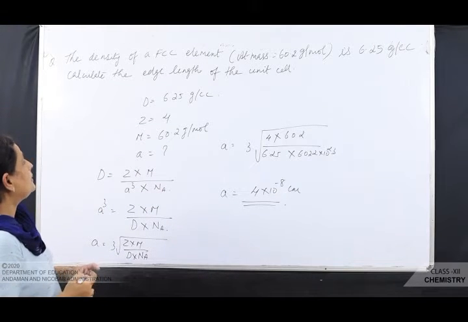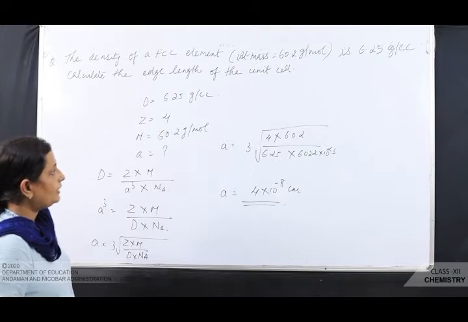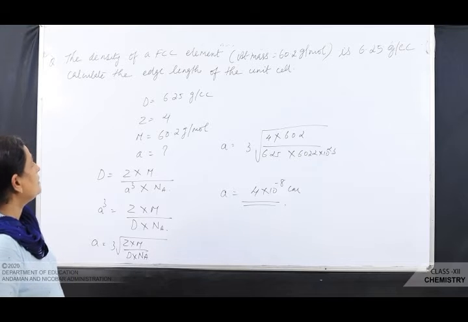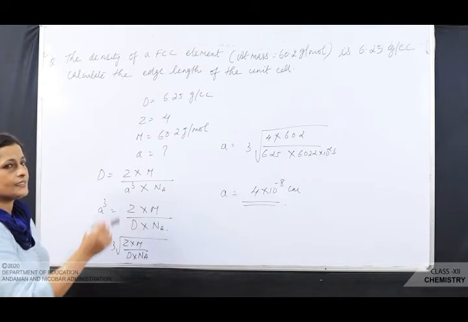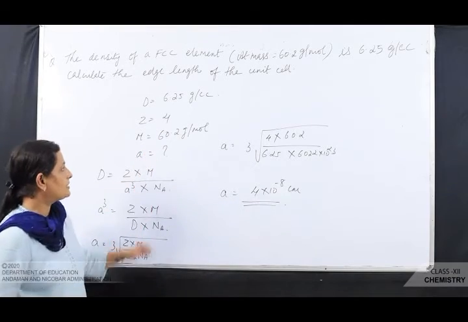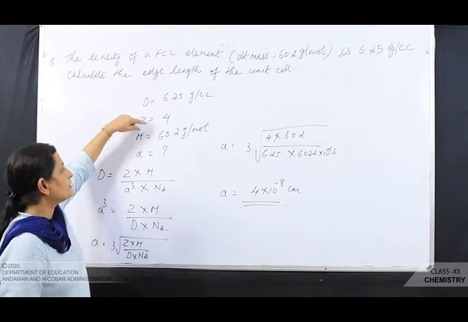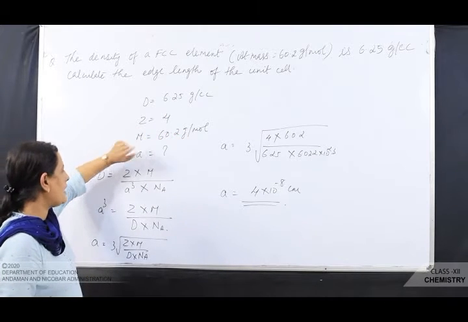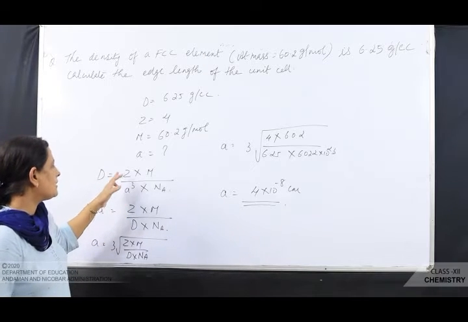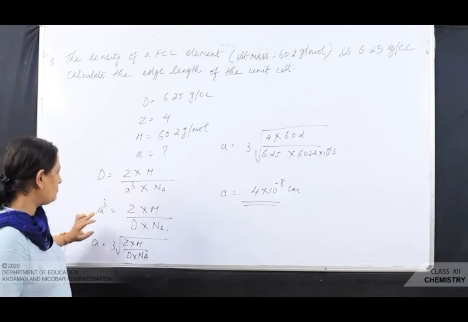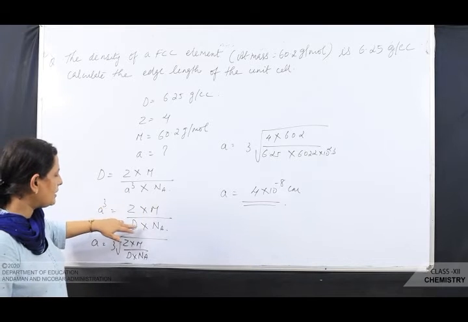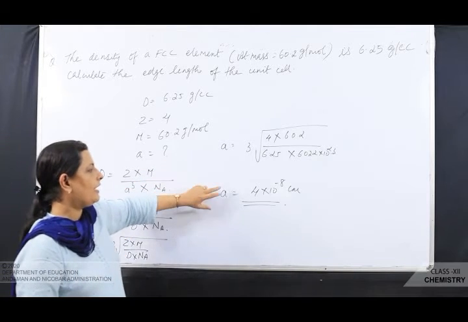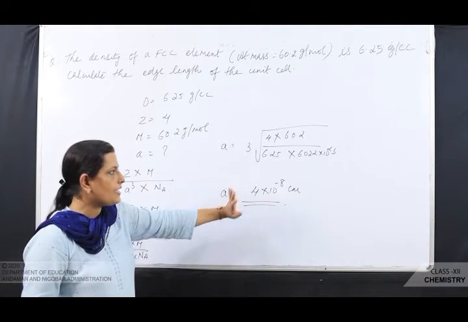So is it clear? The density of a face centered cubic element with atomic mass 60.2 gram per mole is 6.25 grams per cc. Calculate the edge length of the unit cell. Density is given how much? 6.25 grams per cc. Then FCC lattice, so Z is equal to 4. Molar mass is given, 60.2 gram per mole, and you have to calculate the edge length. So the equation is the same. D is equal to Z into m by A cube into Avogadro number. A cube is equal to Z into m divided by D into Na. So A is the cube root of this. So when you calculate the value, it comes to be 4 into 10 to the power of minus 8 centimeter.